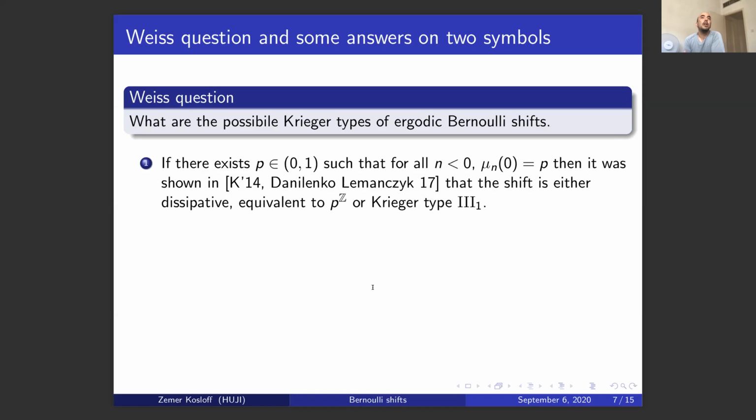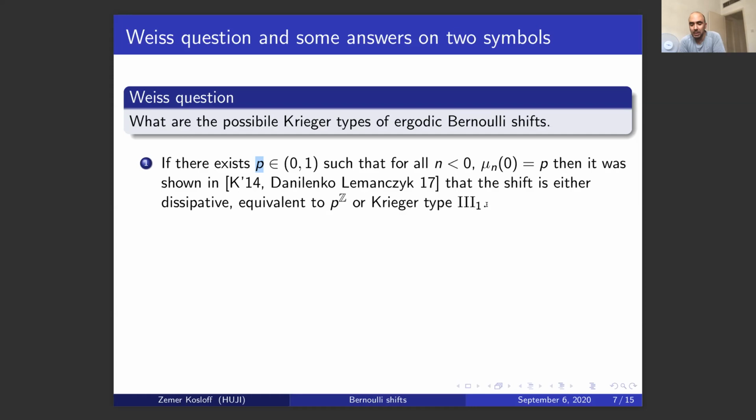I looked at all the constructions that were known up to that time to be conservative and ergodic, and these are the half stationary models. These are models where there is one coin toss which is the same for all negative times. And I showed that if the shift is conservative, then either it's equivalent to a stationary product measure, which I denote by P to the Z, or it's of Krieger type 3-1. If you don't know what the classification into Krieger types is, I'm going to explain it slightly later. At the moment, I'm just staying with the letters. So the definition is not too illuminating.